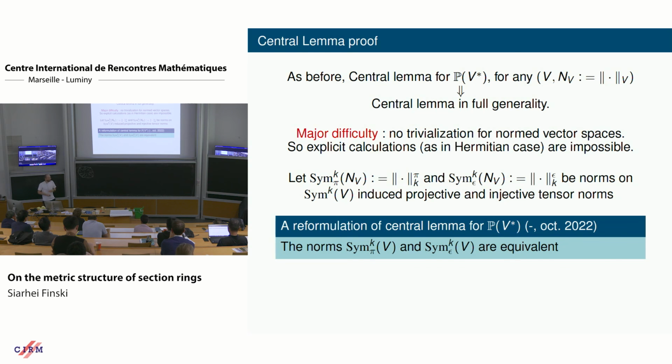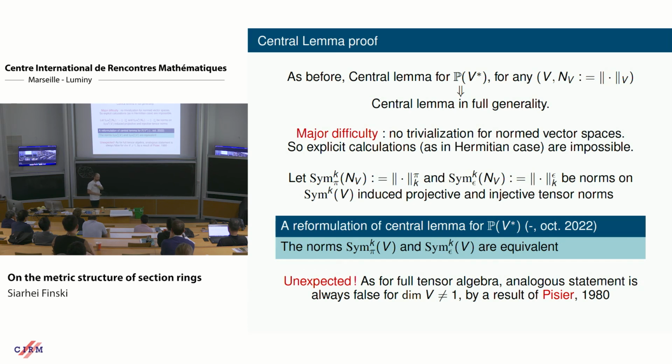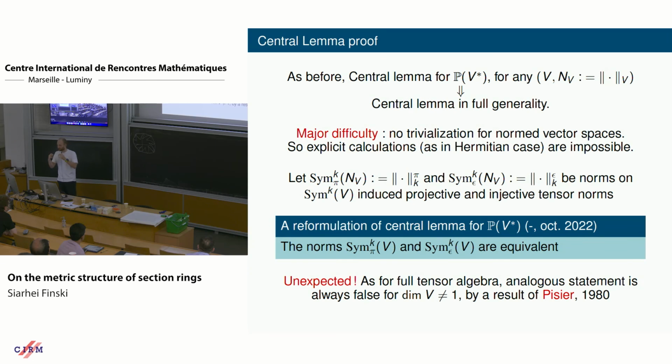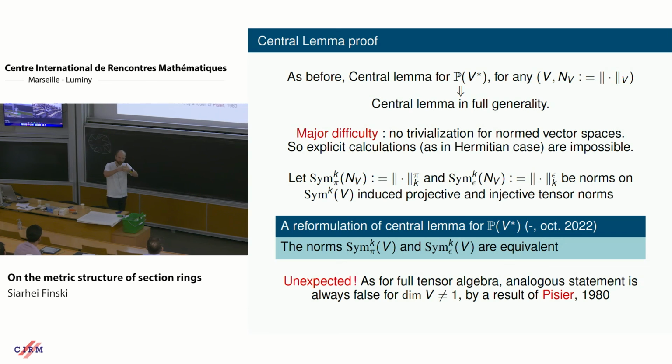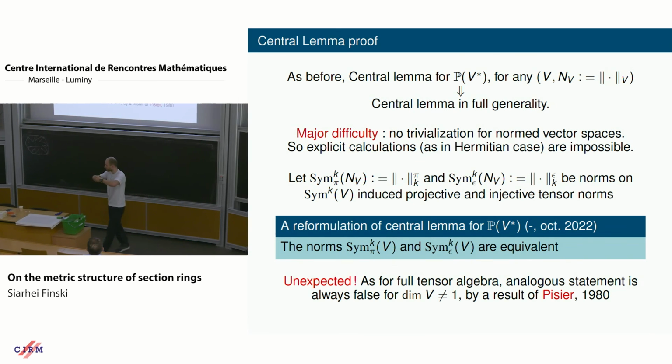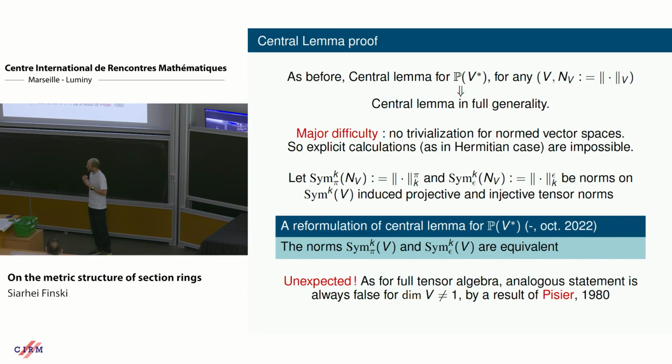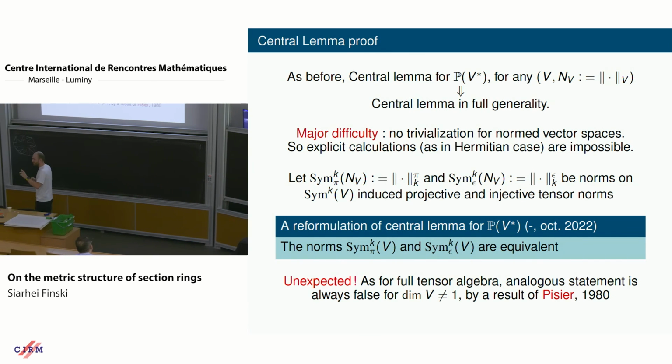Okay? The thing is, when I realized it, I was absolutely 100% sure that it would not work proven this way. Because by a result of Gilles Pisier, who is a rather well-known functional analyst, the analogous statement over the full tensor algebra, not the symmetric subalgebra, will always be false. Nevertheless, the theorem tells us that if, instead of the full tensor algebra, you consider the symmetric subspace, it becomes true. So it's a bit of a miracle for me. I will now explain the idea of the proof.